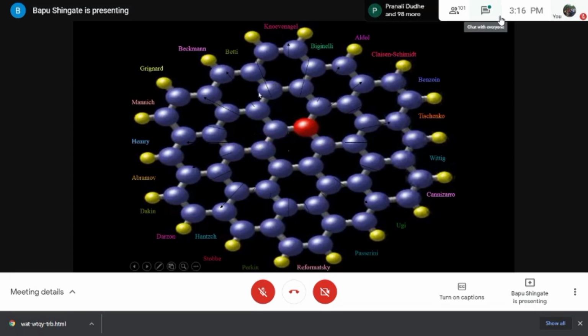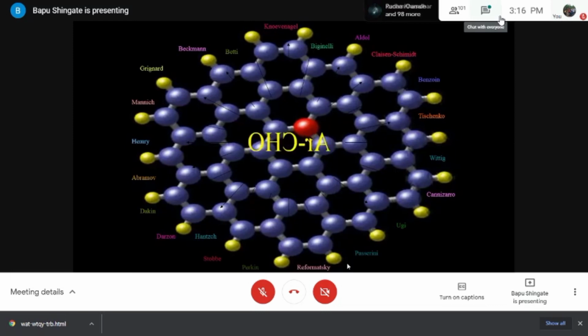Okay, then Betti's base, then Knoevenagel condensation, then Benzoin condensation, aldol, Claisen-Schmidt, then benzoin, then Tishchenko. Then Wittig reaction, Cannizzaro reaction, Ugi reaction, Passerini, Reformatsky, etc. Just I have given here some of the representative reactions where aromatic aldehyde can be used as one of the starting materials. It means one molecule has many more applications.